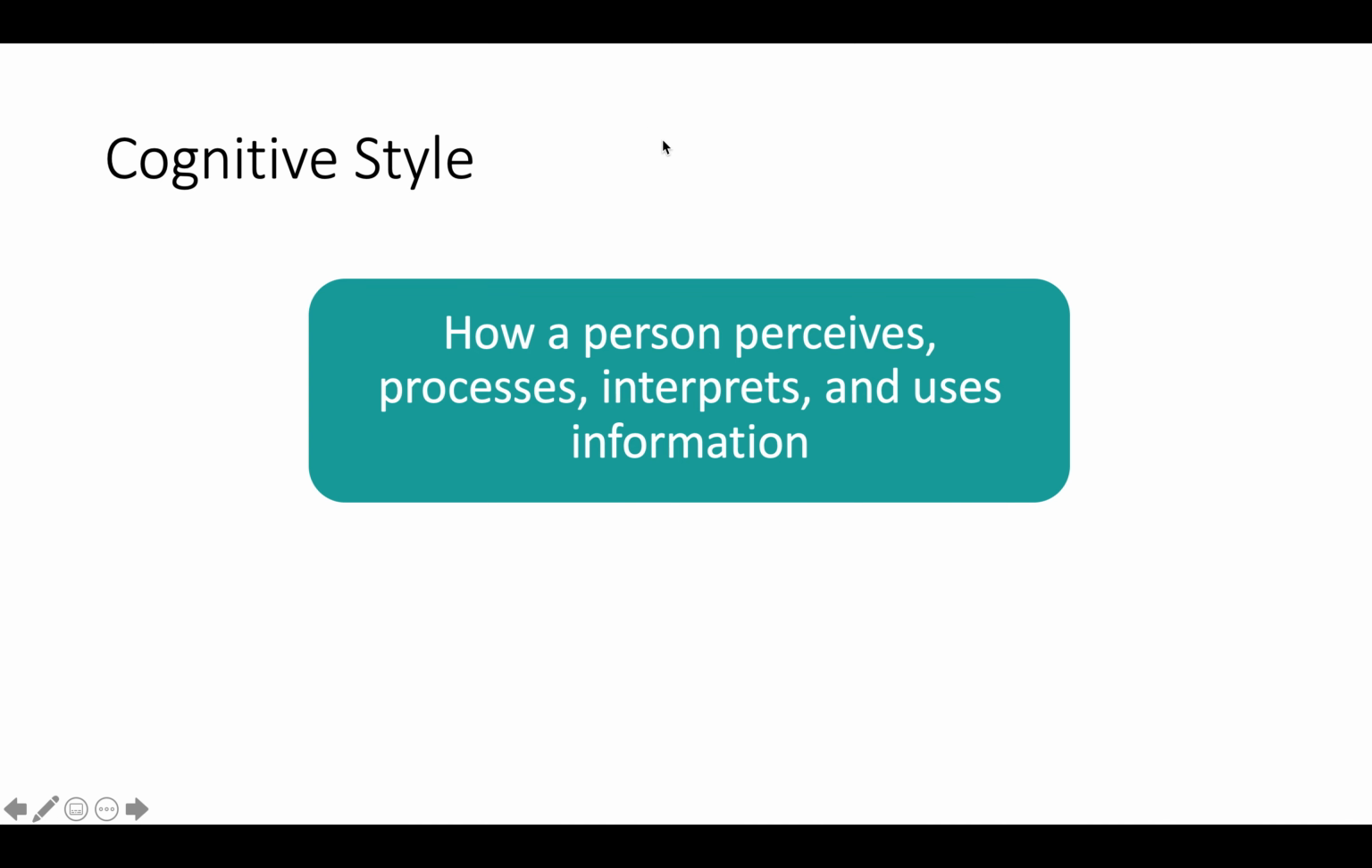Cognitive style is how a person perceives, processes, interprets, and uses information. Cognition is a term we use in psychology that depicts thinking, how your brain processes information so that you can use it. It's kind of like a computer. You bring in input, you distribute that input internally and store it, and then you retrieve it when you need it.